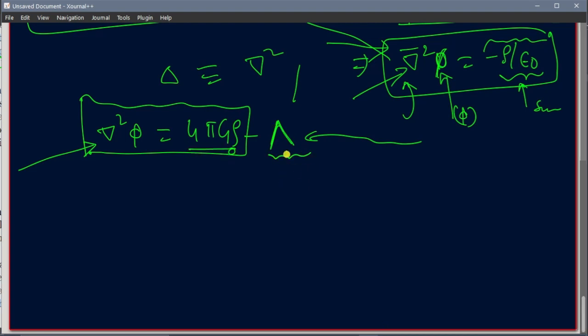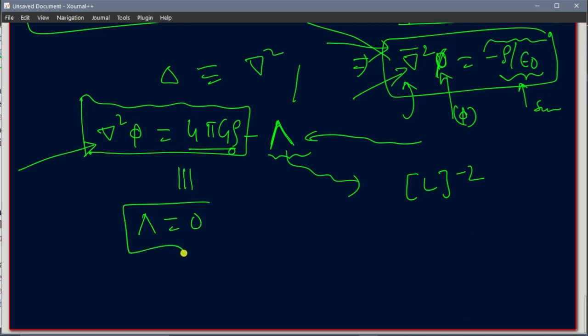Then what does lambda do? If you check dimensionally, lambda has the dimension of inverse length. Now if it is to be equivalent to Newtonian, it means that lambda has to be equal to 0, but in which case can I say that lambda is 0?